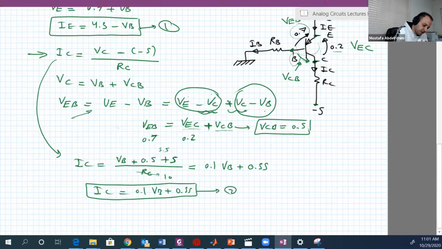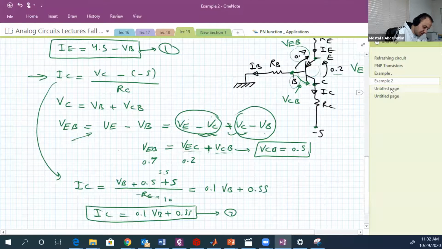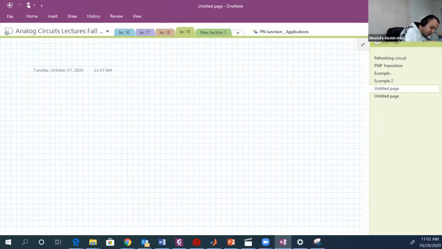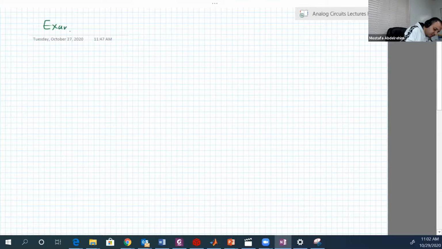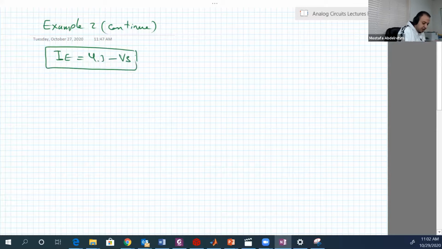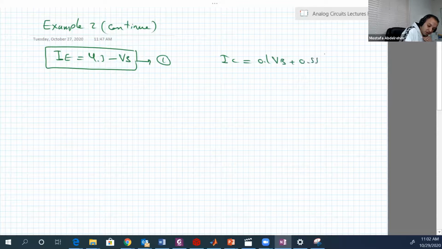Let's continue to another slide. So we reached these two equations. Example 2, continue. Equation 1, that IE is equal to 4.3 minus VB. And equation 2, that IC is equal to 0.1 VB plus 0.55.